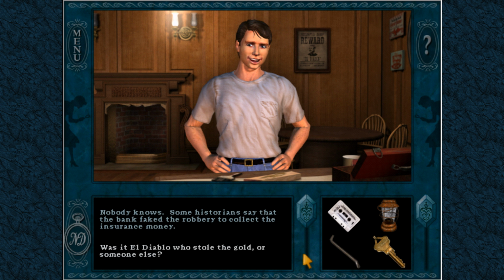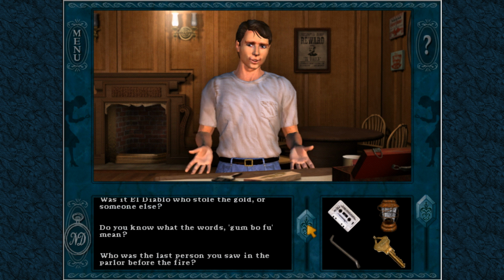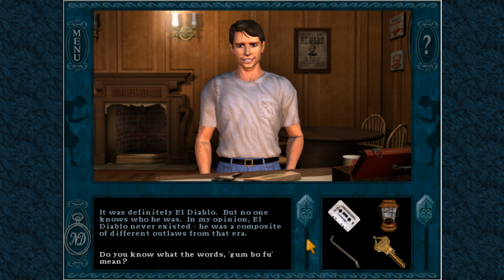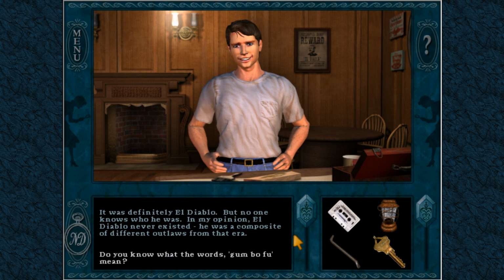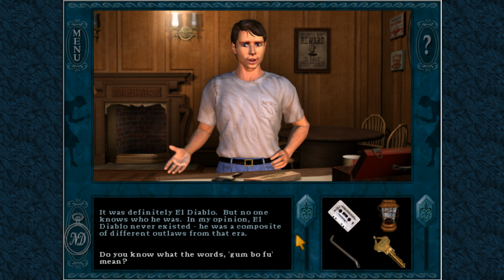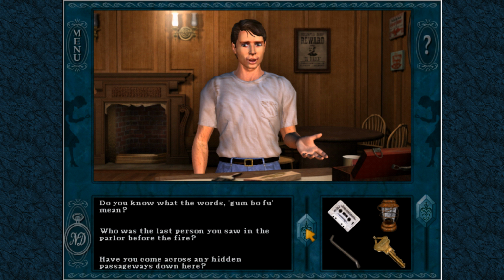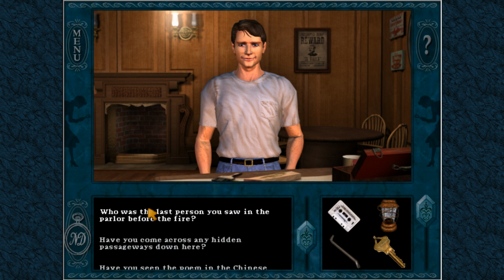Whatever happened to the gold? Nobody knows. Some historians say that the bank faked the robbery to collect the insurance money. Was it El Diablo who stole the gold? Or someone else? It was definitely El Diablo, but no one knows who he was. In my opinion, El Diablo never existed. He was a composite of different outlaws from that era.